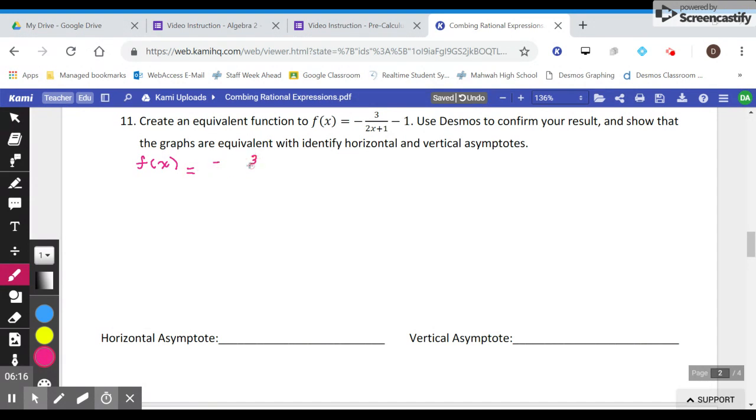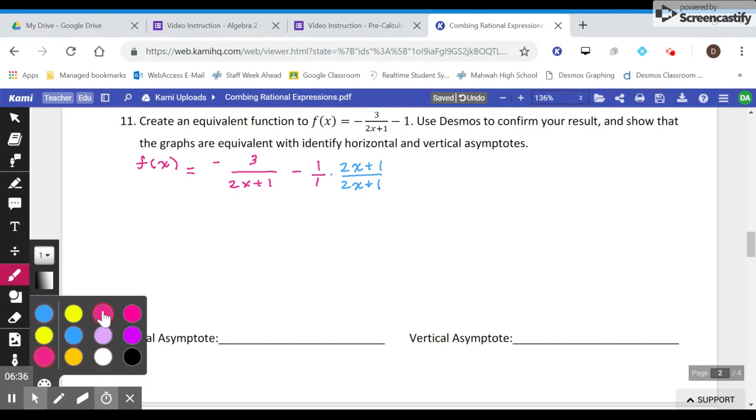So this is negative 3 over 2x plus 1, minus 1. And just like before, if you have just a numerical term at the end, this is really 1 over 1. And you want to create a common denominator, which is going to have to be 2x plus 1, so I can combine these fractions. So multiply by 2x plus 1 over 2x plus 1. That way, you're able to have the same denominator.